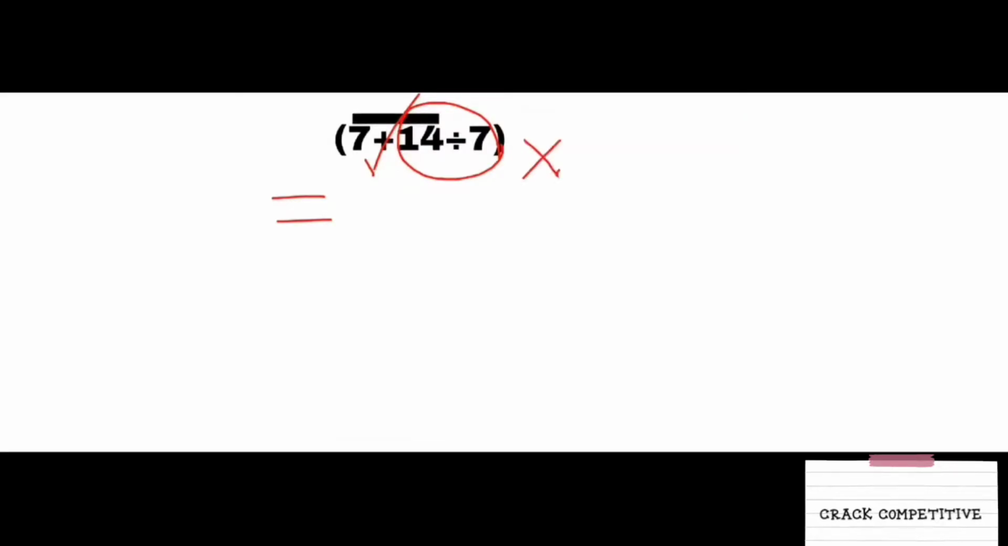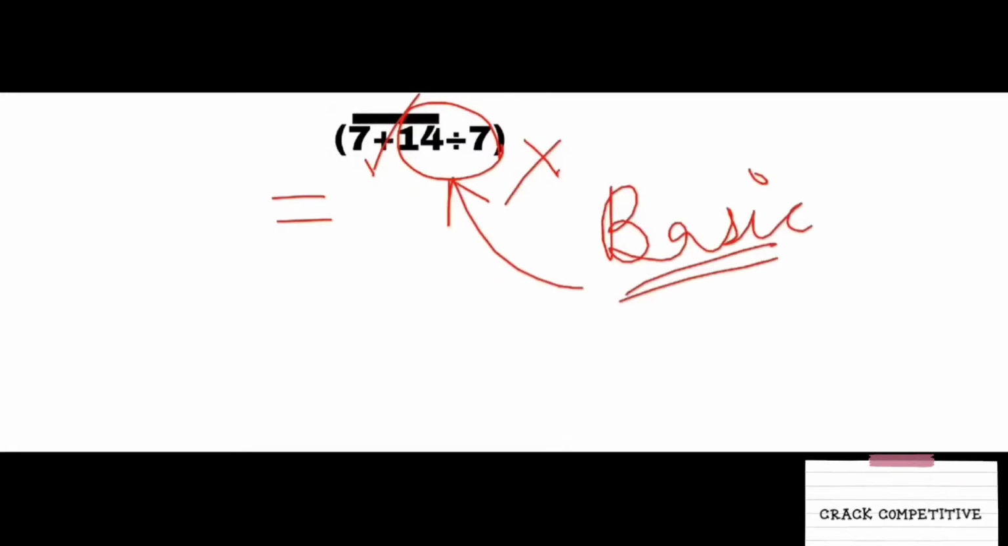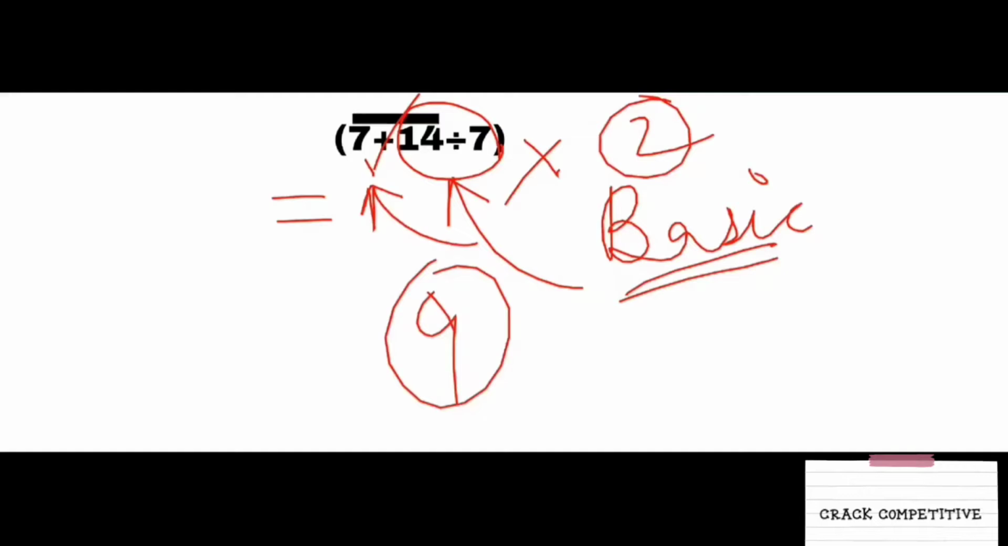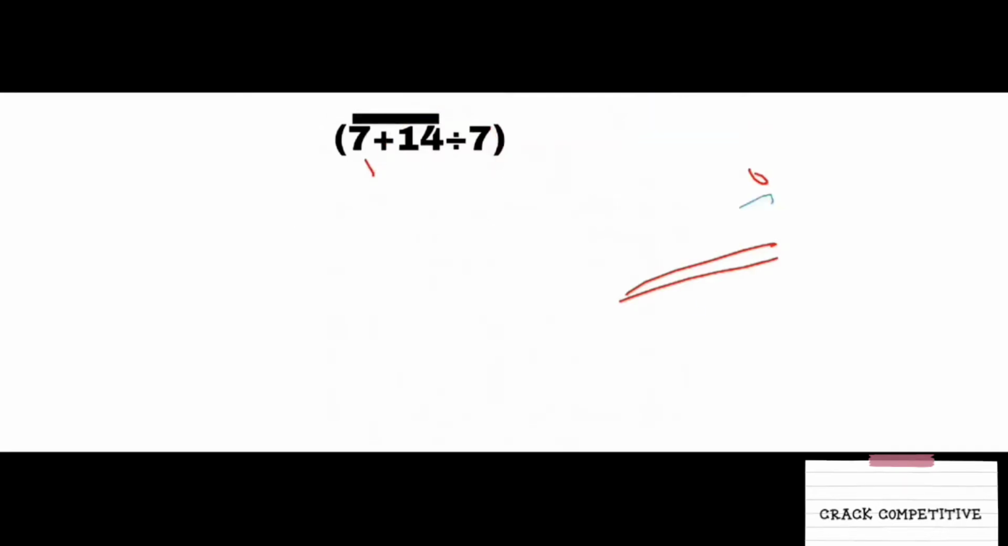But this is wrong. This is according to the basic rule. If anyone solves it like this, with the division coming first, the answer will be wrong. We'll just answer it as 9, right? 14 divided by 7 is 2, and 7 plus 2 is 9. But that is not the right answer. I'm showing you the perfect way, which is right according to the advanced form, and that is the actual form also.